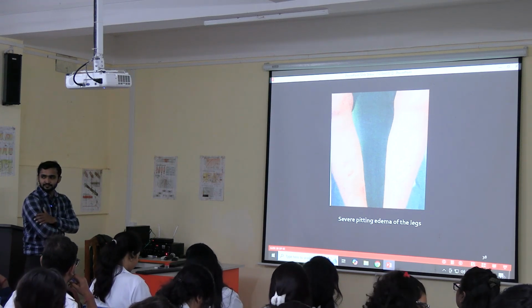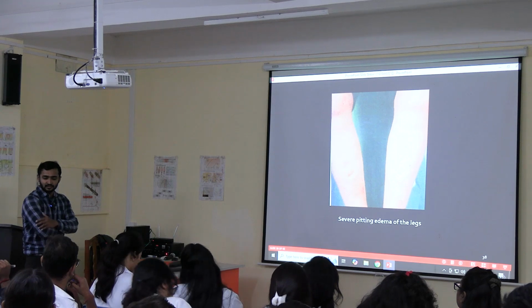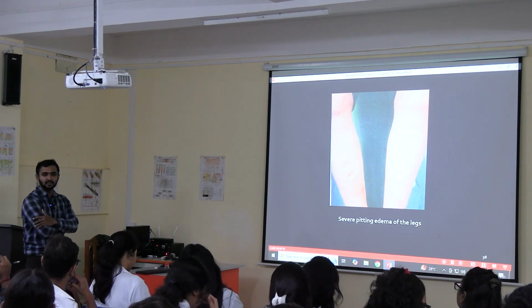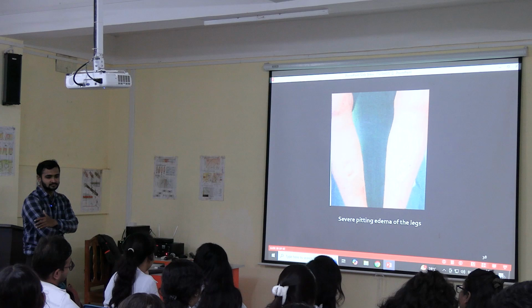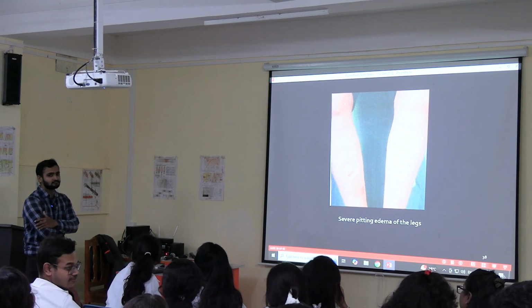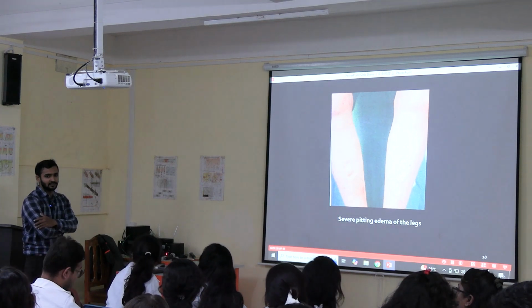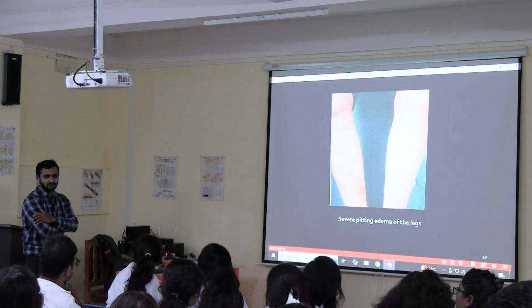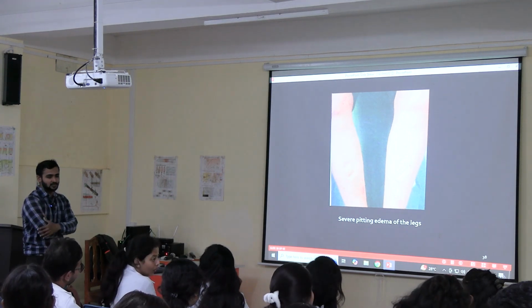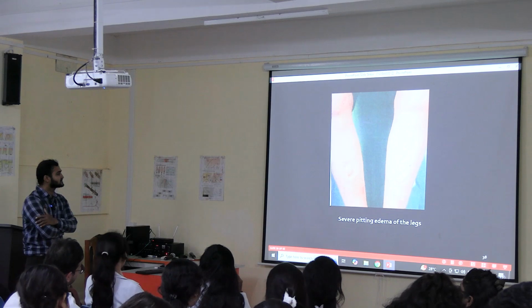Name one condition where we can see non-pitting edema in lymphatic obstruction. Yes, in filariasis we can see there is obstruction in the lymphatic flow. So in this condition we can see it.